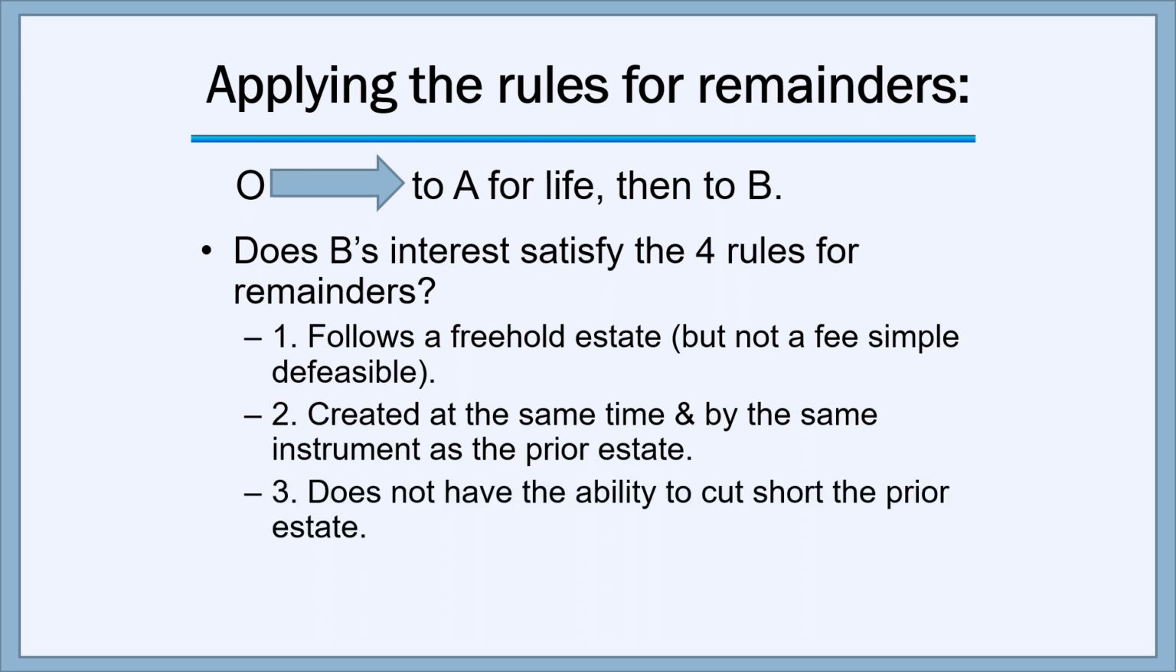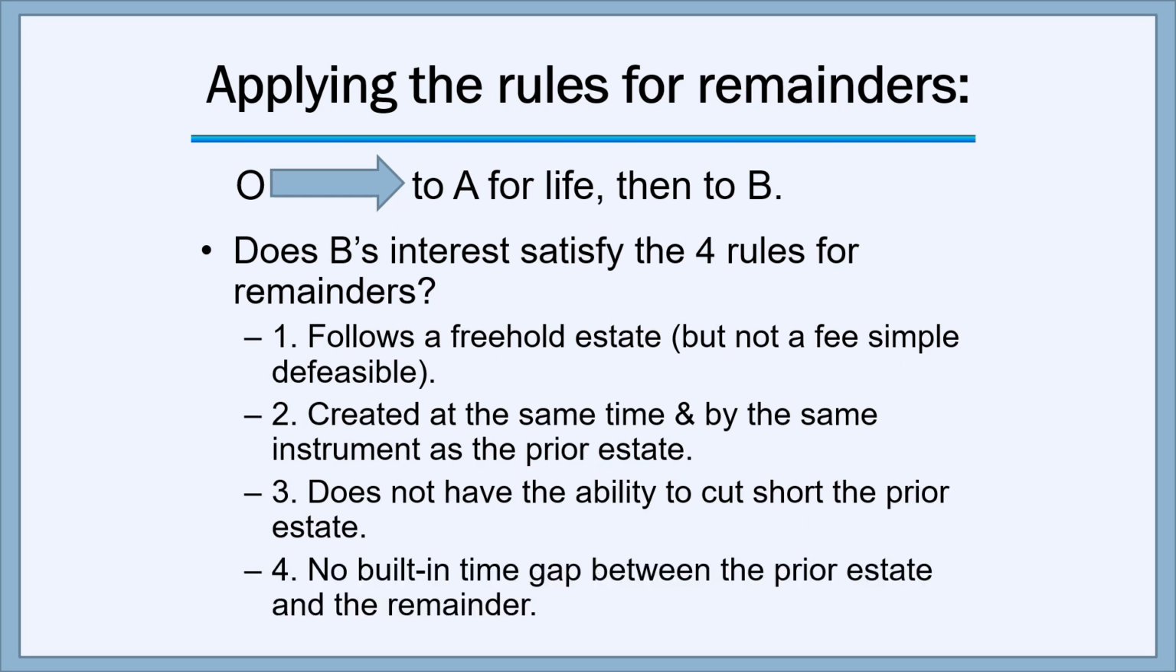The third rule is that the remainder mustn't have the ability to cut short the prior estate. And in this example, there's no way that B can get possession of the land until A dies, so B's future interest waits patiently for the prior life estate to end, and that rule is satisfied.